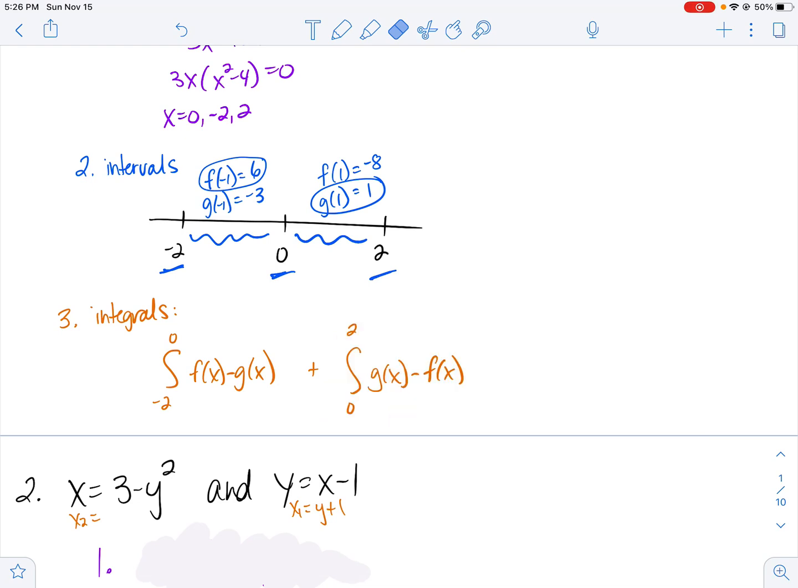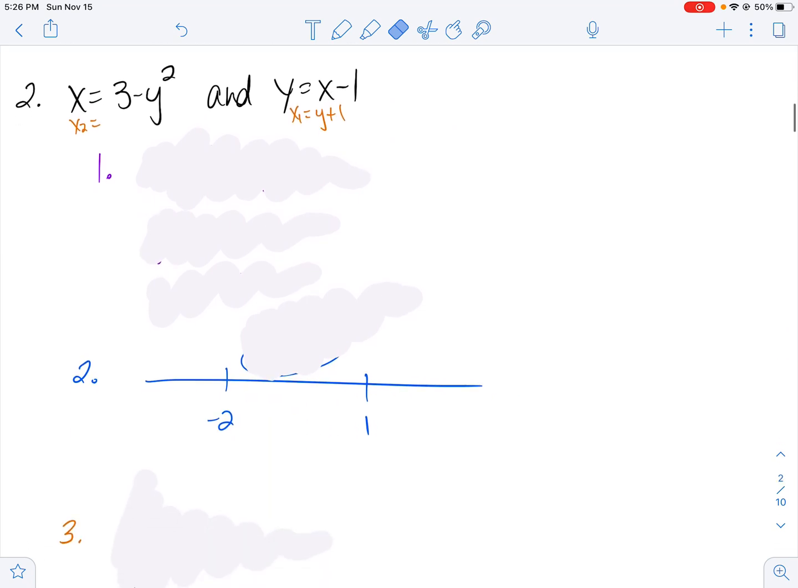So then I want to set up a whole other integral from 0 to 2. And I want to do g of x minus f of x. Top minus bottom now is g minus f. Hopefully once we have it set up, you can go from there. But if you still have questions from there, let me know and I can work out the rest of it.